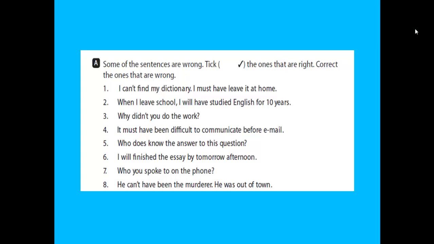Number 2, when I leave school I will have studied English for 10 years. 3, why didn't you do the work? 4, it must have been difficult to communicate before email. 5, who does know the answer to this question? 6, I will finish the essay before tomorrow afternoon. Number 7, who you spoke to on the phone? And then number 8 and the last sentence, he can't have been the murderer. He was out of town.